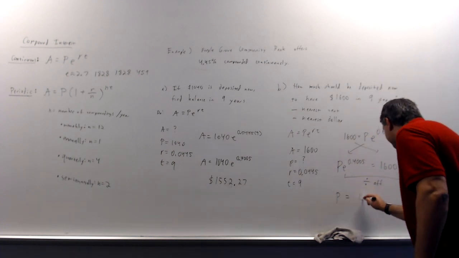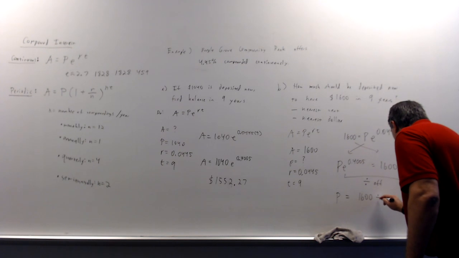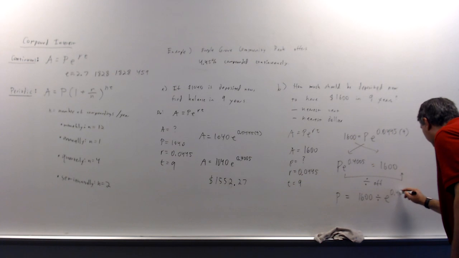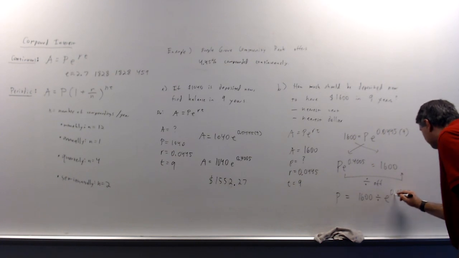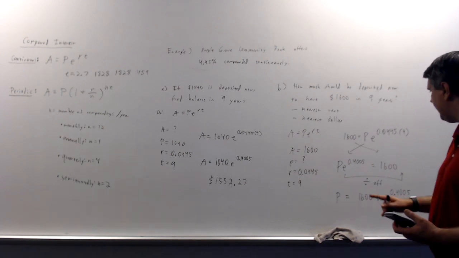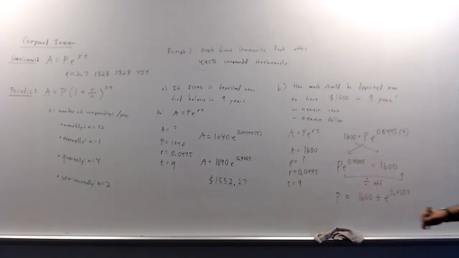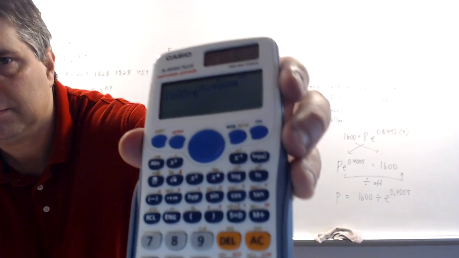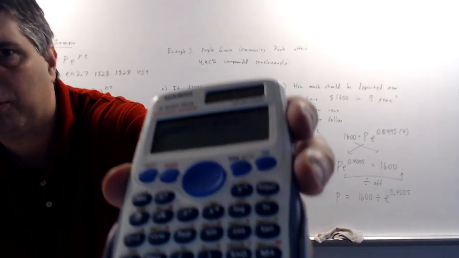So P equals 1,600 divided by e to the 0.4005th power. Okay, so I'll do similar to what I did here, except instead of timesing, I'm going to divide. So 1,600 division, shift or second, ln, 0.4005. This is what it looks like on my calculator. Okay, if I can get it to show.